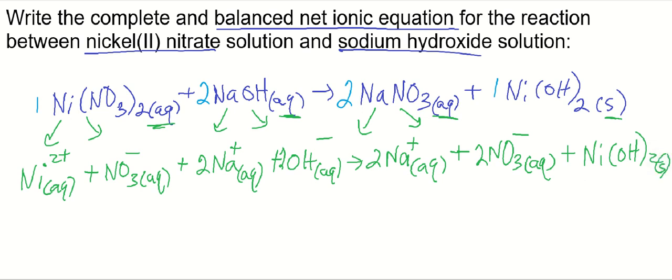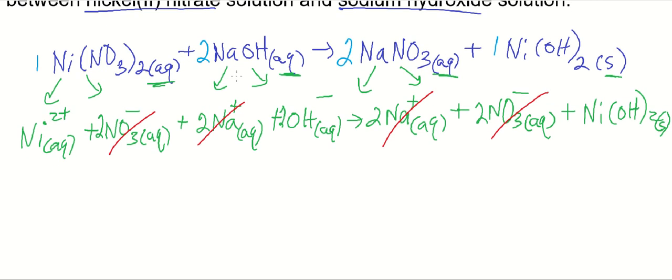Put solid there. Nice. All right, next step, cancel out the spectators. The spectators, at least in double replacement reactions, are often going to be the ions on the product side. So notice that there's 2 sodium cations on both sides, and 2, oh man, I forgot the 2 here. 2 right there. Okay. All right, we're going to rewrite what is left, and that is going to be our net ionic equation. All right, let's do that.